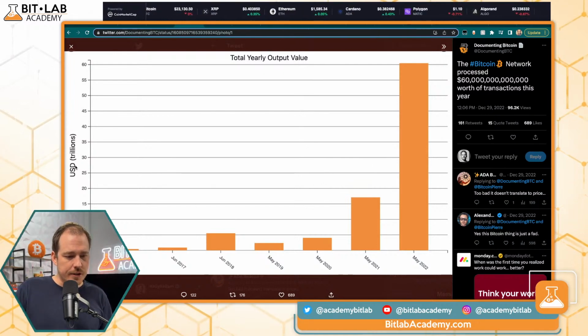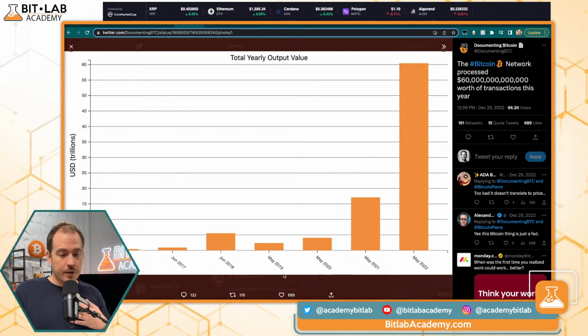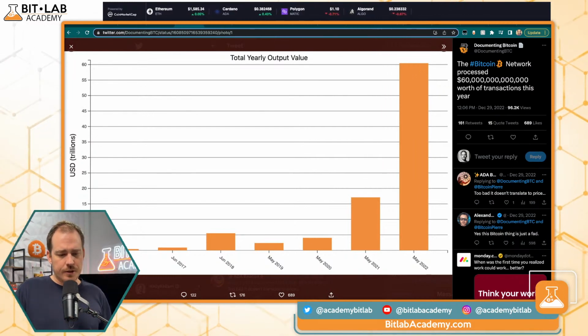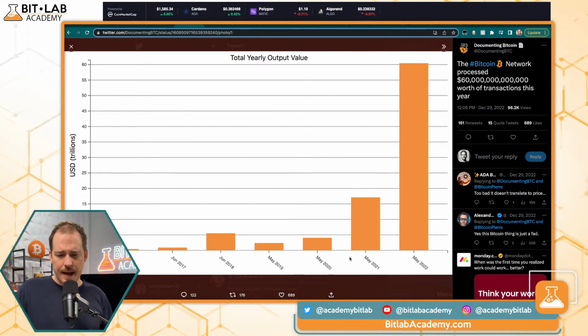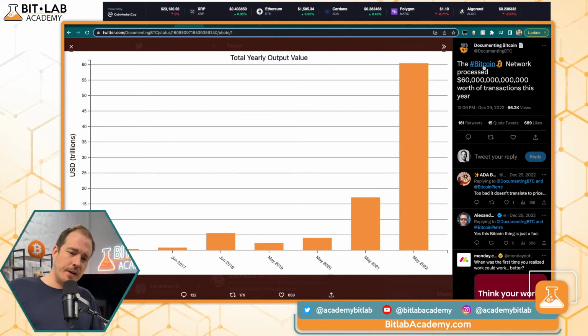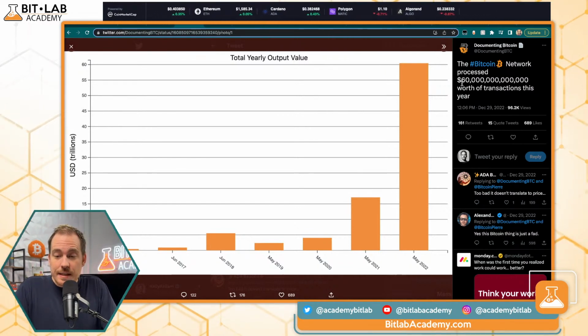You can see here, this is US dollar in trillions, total yearly output value. And we have year over year sort of metrics. These were July, June, May, but it's basically year over year. But what is this? Well, the other caveat here, we can see the Bitcoin network has processed 60, and I don't even know how many zeros.